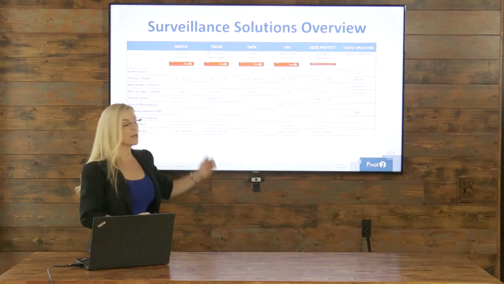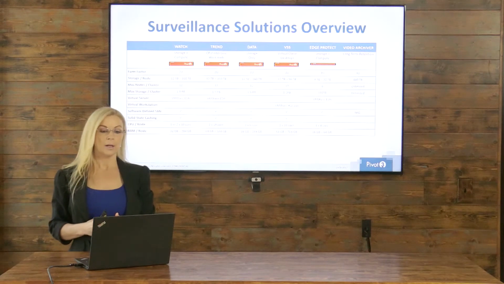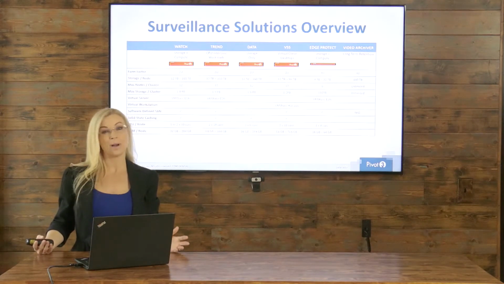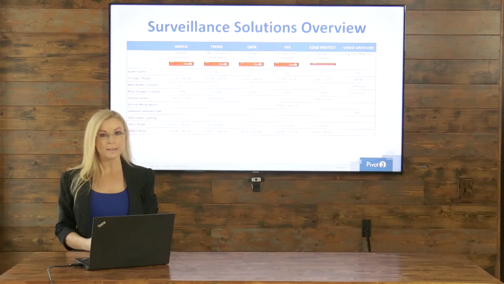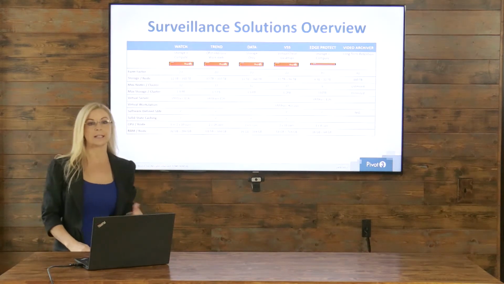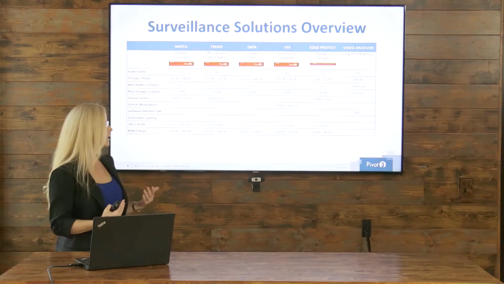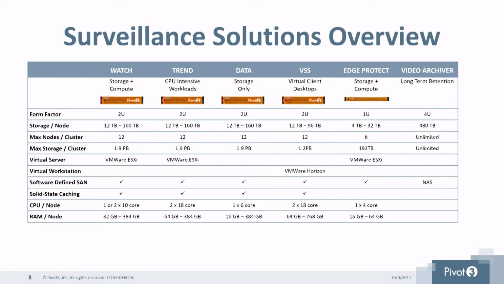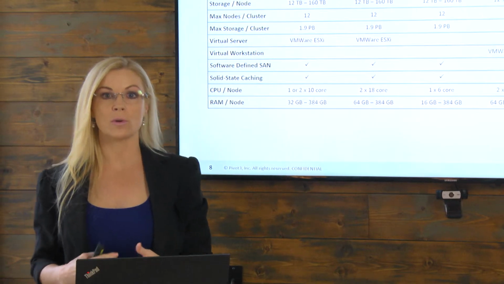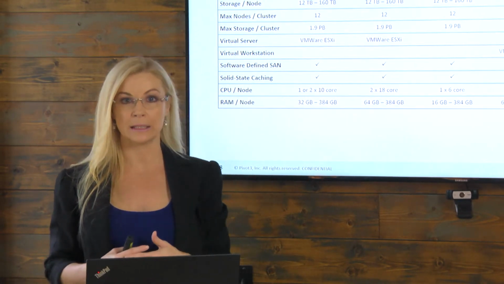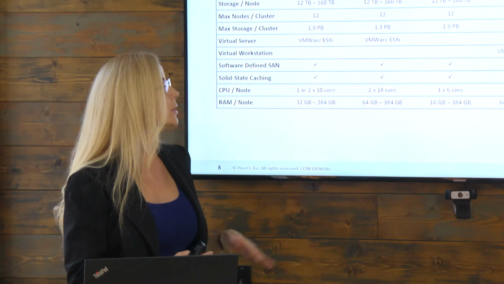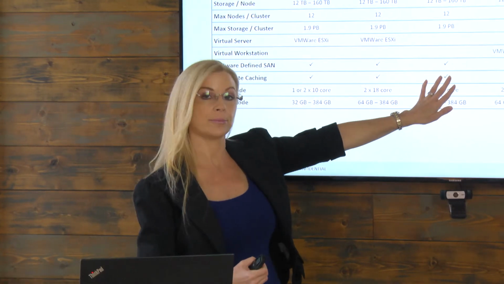Now, to add to that, sometimes we'll have customers who have more video intensive environments that might be doing some facial recognition or license plate recognition, some sort of analytics against the data that they're storing, collecting, and ingesting. So we will have customers that will mix in our trend systems with these watches and these datas. The primary difference is that it has dual 18-core CPUs, and you can have more memory on these for those more CPU intensive and memory intensive analytics applications that might run on those nodes. And all of these can be mixed and matched together.